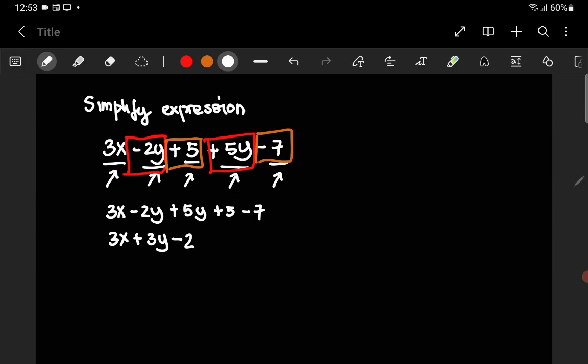And can this one be simplified more? No. Why? Because there is no like term anymore in the expression. So you stop there. Okay?